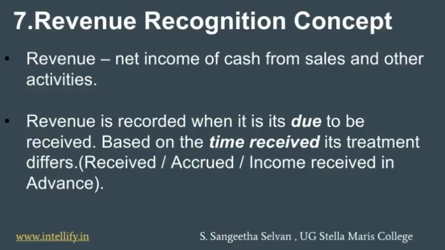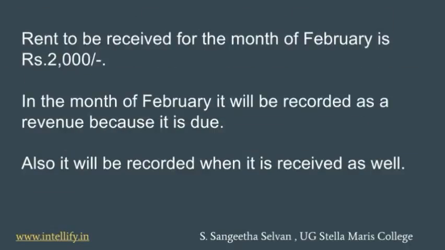So here the revenue is recorded when it is due to be received. Whenever you are supposed to receive that revenue, you record it. But based on the time received, its treatment differs. To be more specific, let us see in detail with an example. For example, you have given a portion of your factory for rent and you are supposed to receive rupees 2000 every month. And the rent to be received for the month of February is 2000. In the month of February, it will be recorded as revenue because it is due. Also, it will be recorded when it is received as well because you realize the revenue.